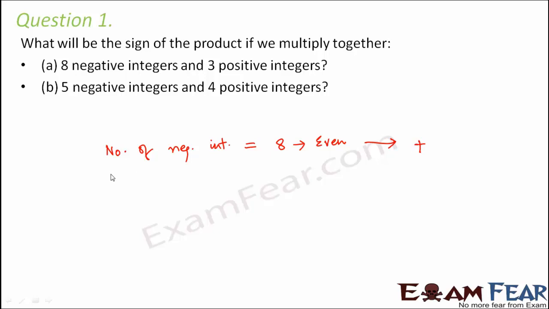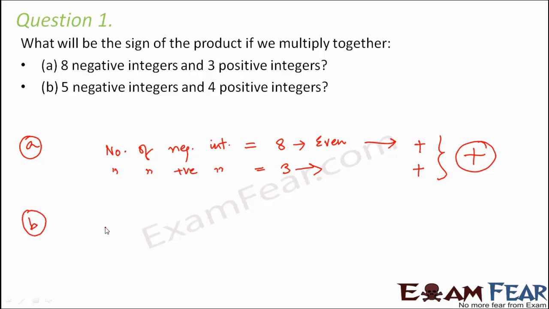And in the first case, you also have 3 positive integers. The number of positive integers is 3, right? For positive integers, anyways, the product will be positive. Therefore, overall, the sign of the product will be positive. Let's look at the next one. You have number of negative integers 5.